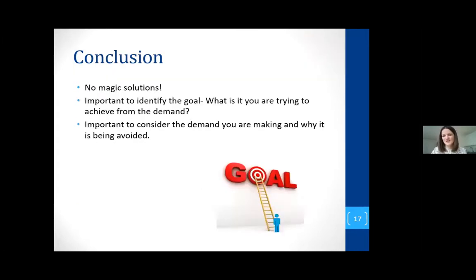So, conclusion, I'm afraid there's no magic solutions. I think it's important to think about what the goal is, whether there's a different way of achieving it, and how realistic your demands are. And there's a few strategies that might help.